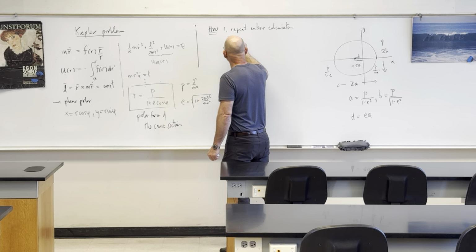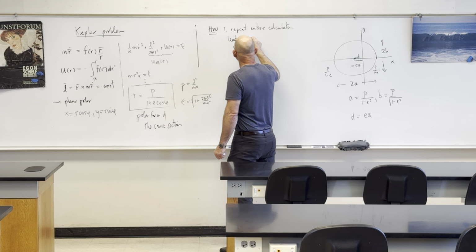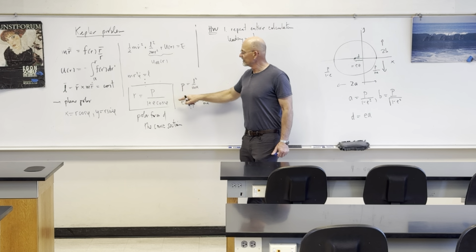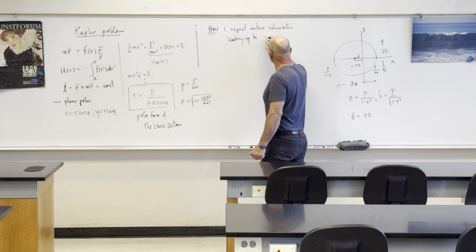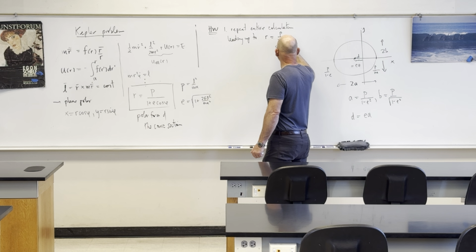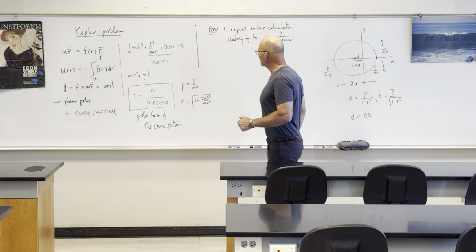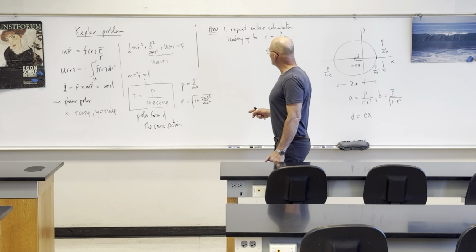Leading up to this expression right here. Okay. Up to r is equal to p over 1 plus e cos phi. So there were a bunch of interesting steps there, right? And you should have them all in your notes, and you can find them all, and you just want to go through every single one.